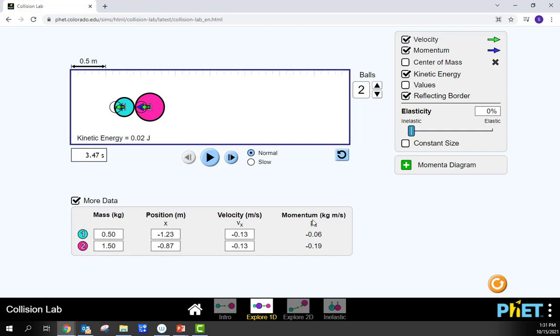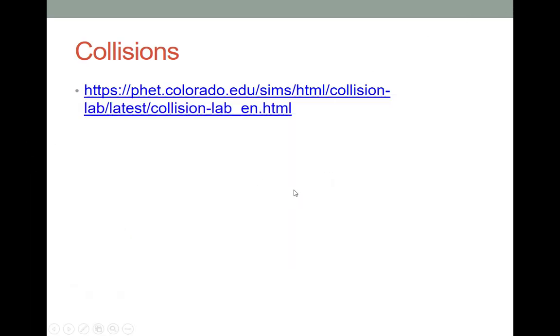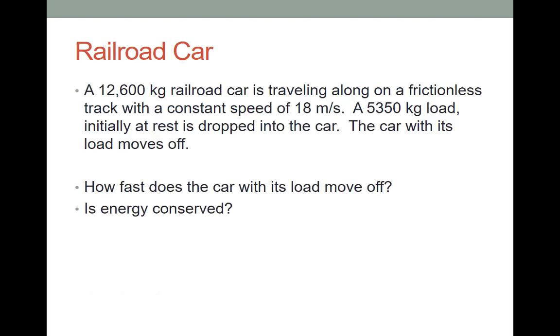Our total momentum still adds up to negative 0.25. And notice here that the two balls are moving off together with the same velocity. It's like they've stuck together with Velcro. That behavior where they stick together is a hallmark of a perfectly inelastic collision. Let's return to the PowerPoint file and do an example.